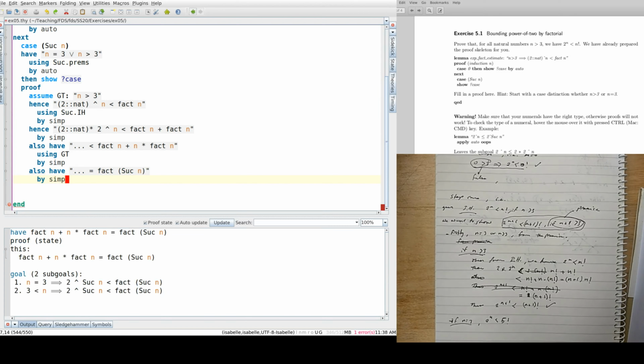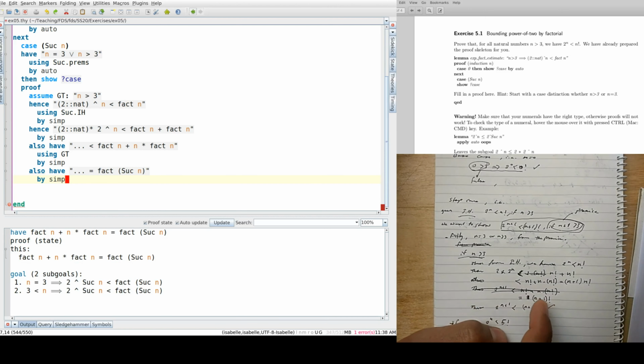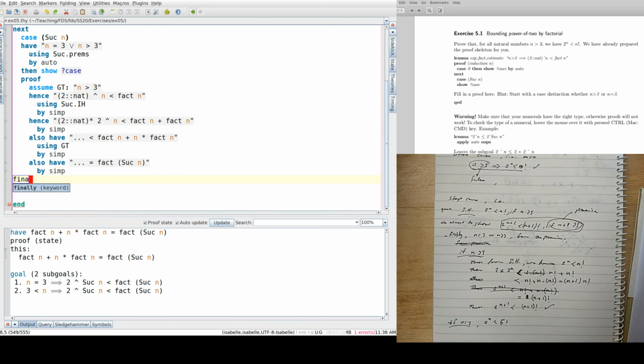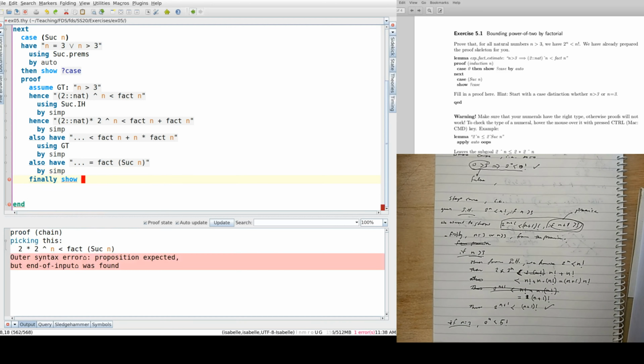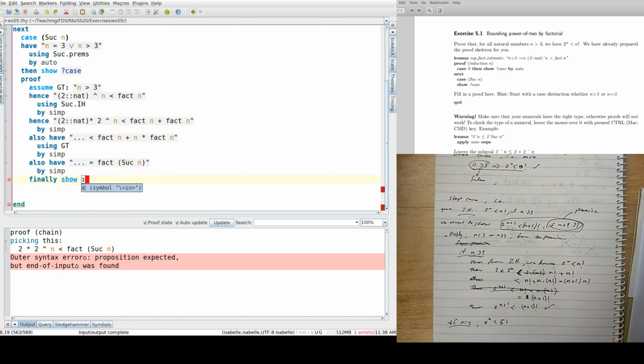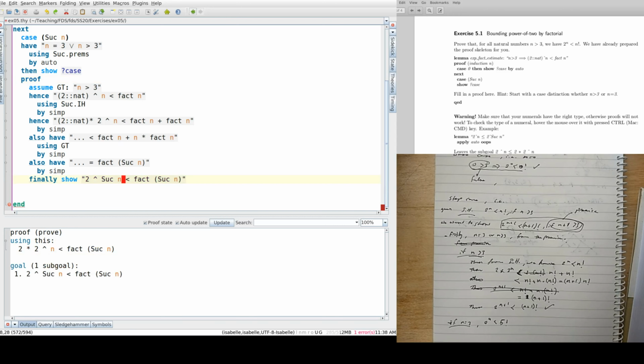Okay, and then we have that, and then so what's the next step there? So now we're done with that, and then we want to just do the final step. So do we say finally show the goal but with the right types.